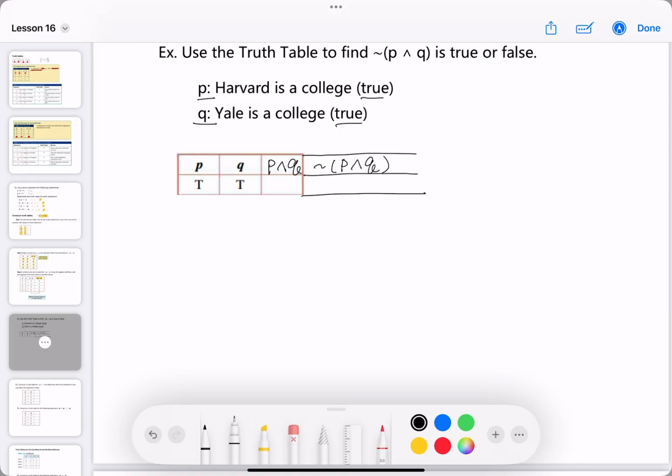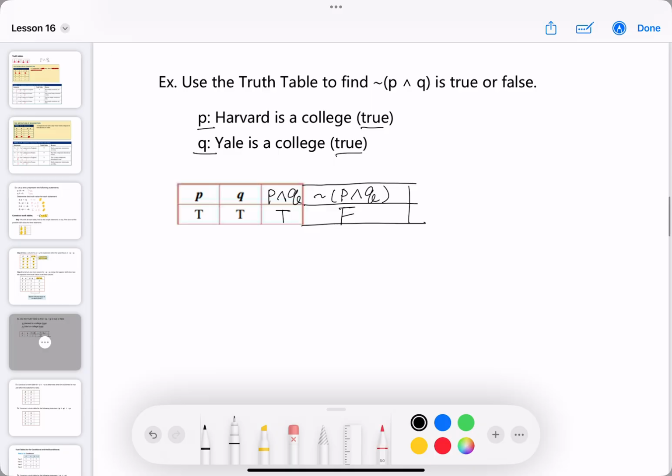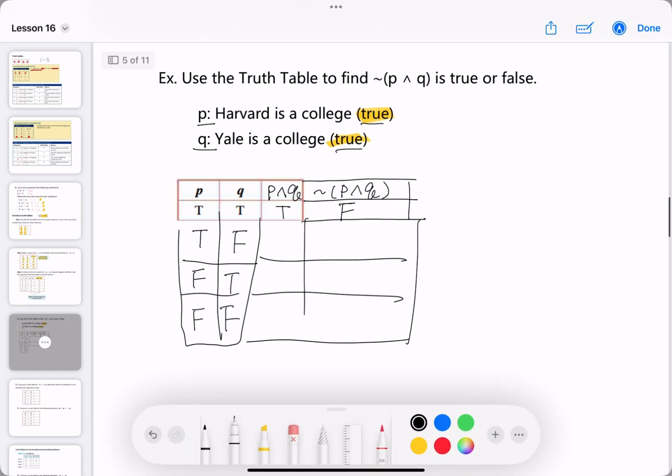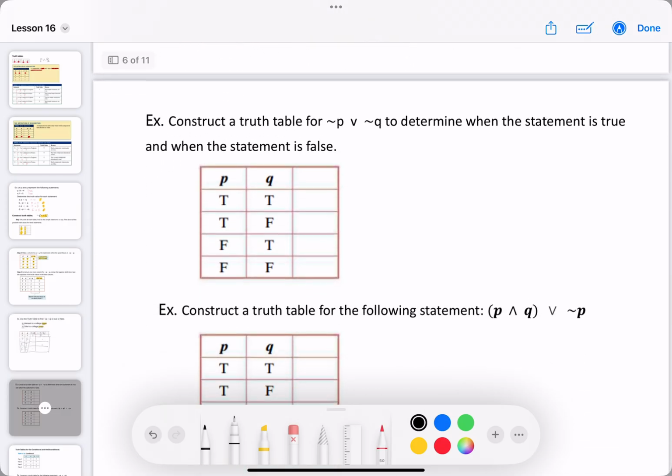If both statements are true, the conjunction P and Q is true, and the negation of true is false. So this statement is false. If they give us the values, they are both true, yes, I'm using this method. If they didn't give us any information, I'm going to extend my truth table: true, false, false, true, false, false, and put a lot of information in this table.